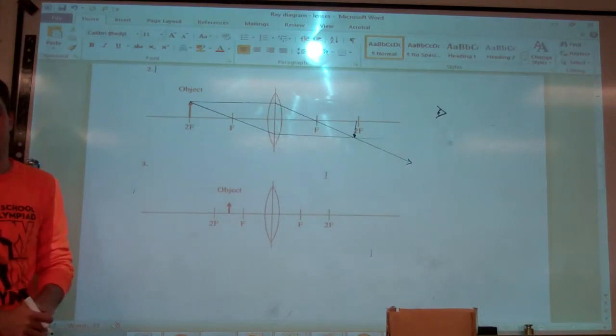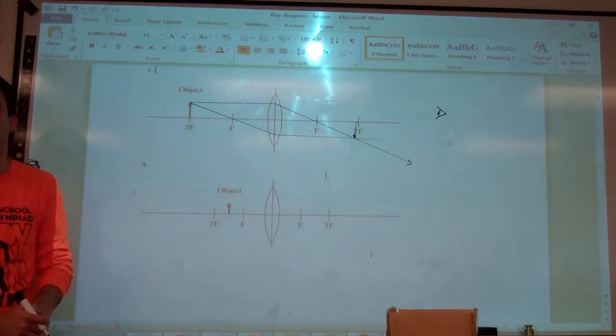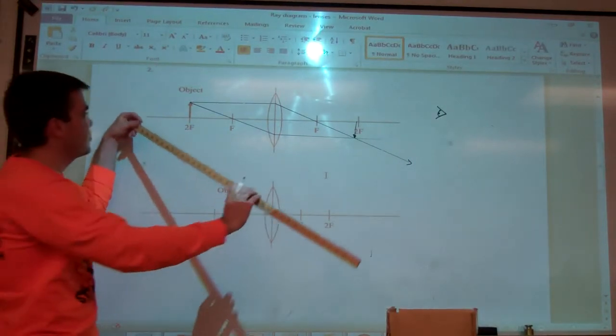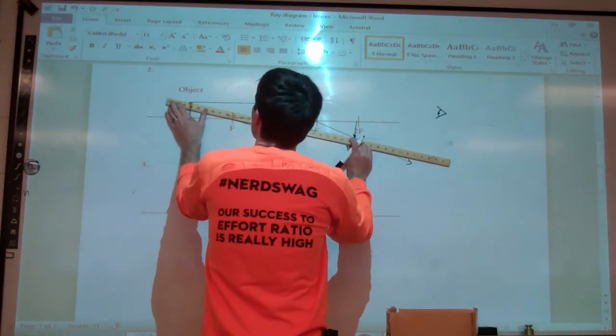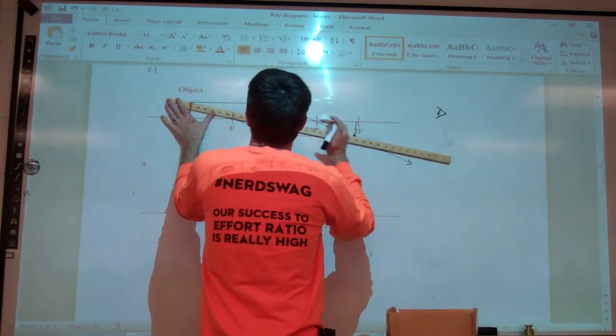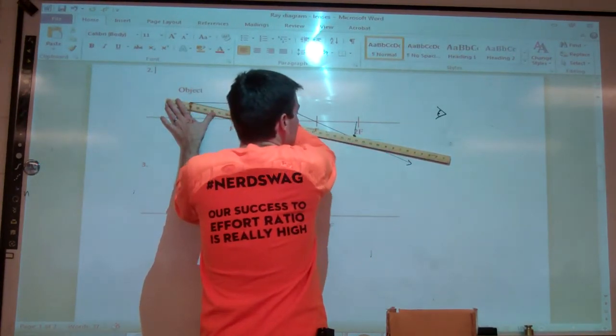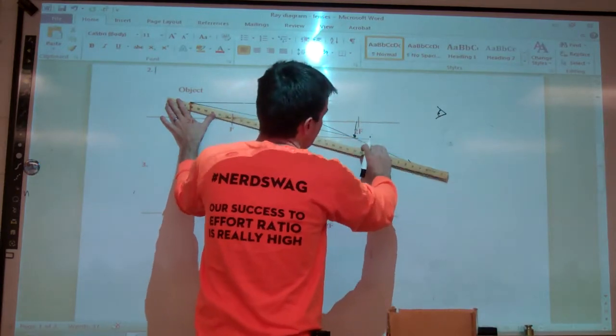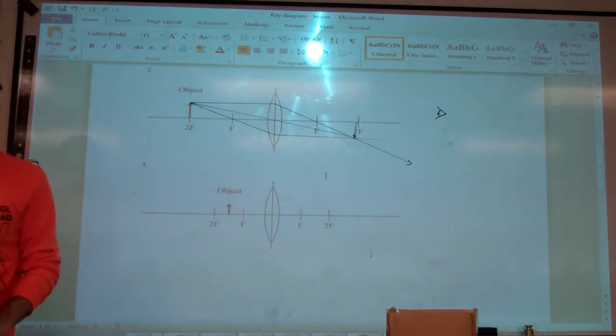It's hard to draw these perfect, especially with the meters. I drew one from 2F through the center. Is that a way to do it too? Yeah, so you can also draw from there to the center, and it comes to the same spot, or approximately the same spot.